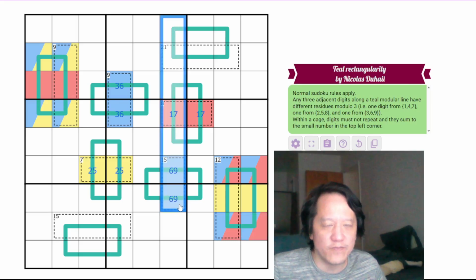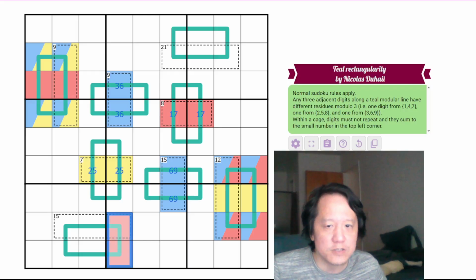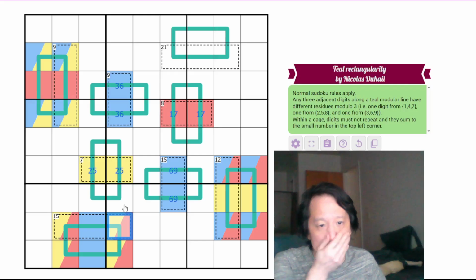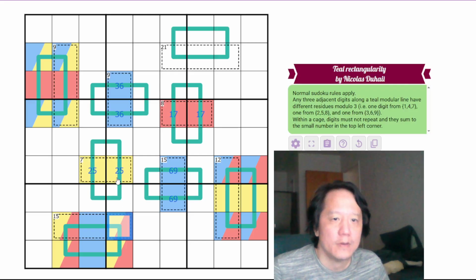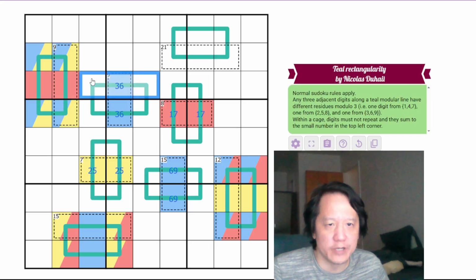Same with column 6 and column 4. So note, one of these is guaranteed to be blue, so this cannot be blue. Therefore, this is a red-yellow pair. Where's the blue? It has to be blue, blue here. This is red, yellow as a pair. We are guaranteed another red here.